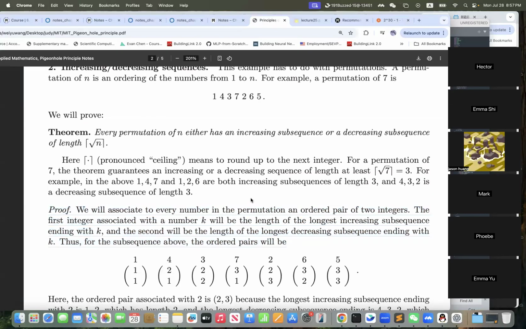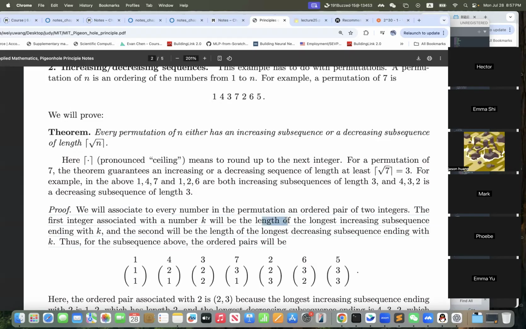Okay, so let me take an example. Let's use this permutation as an example: 1, 4, 7, 3, 7, 2, 6, 5, right? For each number you get a pair. You see this is a pair, this is a pair, this is a pair. And for each pair, the first number in the pair is the longest, right?